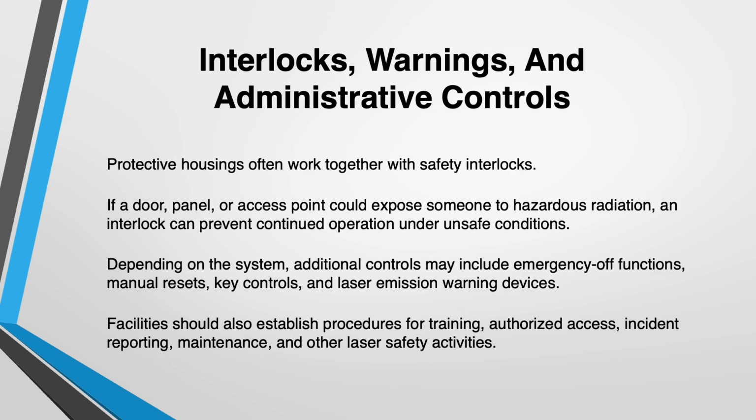Protective housings often work together with safety interlocks. If a door, panel, or access point could expose someone to hazardous radiation, an interlock can prevent continued operation under unsafe conditions. Depending on the system, additional controls may include emergency off functions, manual resets, key controls, and laser emission warning devices. Facilities should also establish procedures for training, authorized access, incident reporting, maintenance, and other laser safety activities.